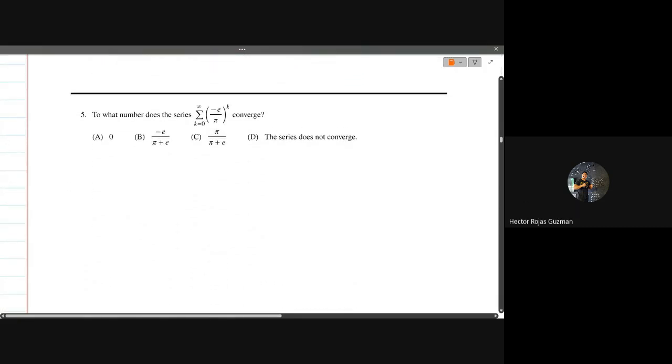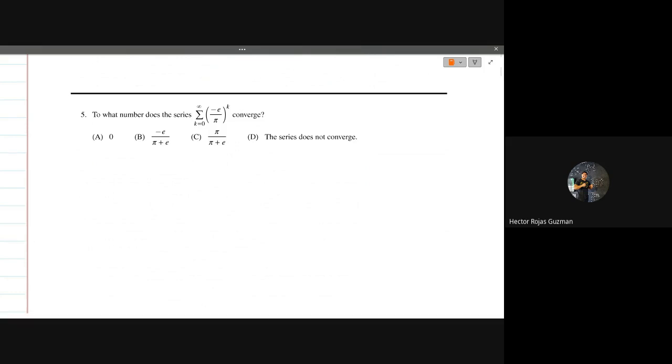Okay, number 5. To what number does a series converge? Okay, when we did series, we normally used the summation notation with an n, but it can change, right? Right here we see a k. So k is the variable. K is the value that's changing. This right here is a geometric series because we have a common ratio. Every time that we're getting the next term, we're multiplying by a negative e over pi. So that's the common ratio, negative e over pi. So to figure out what it converges to, we're going to use the formula a divided by 1 minus the common ratio.